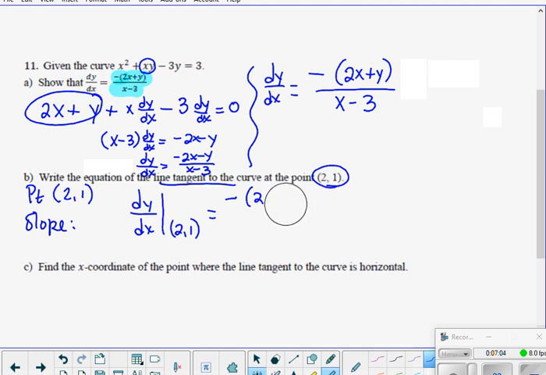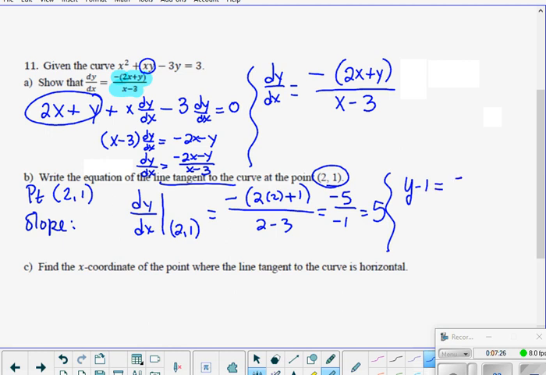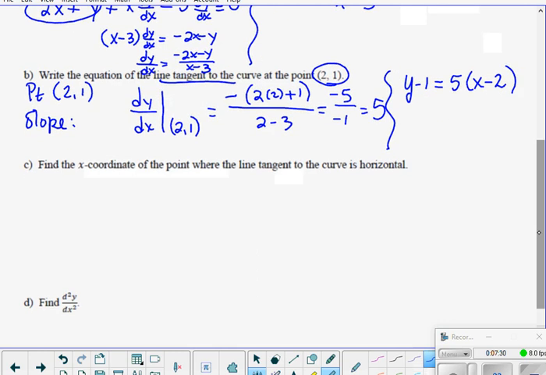I think I'm getting my x and y's mixed up. A 2 and a 1 over a 2 minus 3. So on top I got negative 4, negative 1, negative 5 over a negative 1. I'm coming out with a slope of 5. Hope you did too. Now let's write the equation of the tangent line. That's the easy peasy part. y minus 1 equals slope times (x minus x sub 1). There's our answer: y minus 1 equals 5 times (x minus 2).